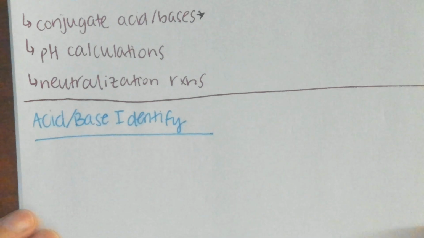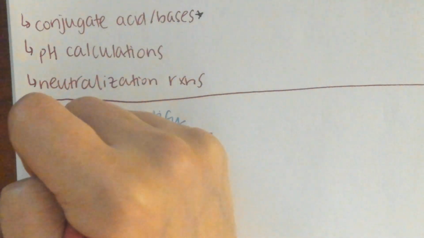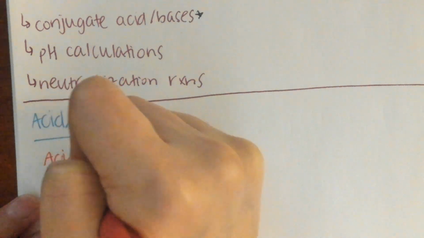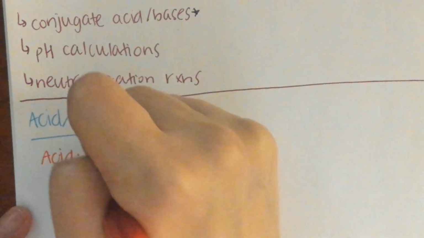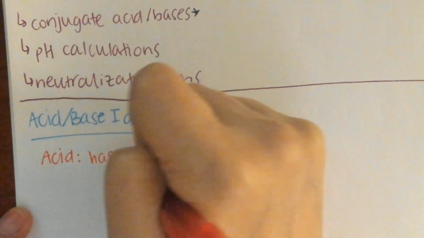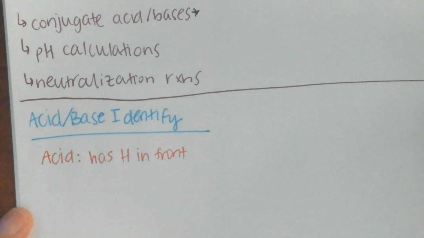So, just by looking at a compound, how do you know if a compound is an acid? What is special about an acid? Has an H in front, exactly. HCl, HBr, HF. Whatever it is after an H, that is an acid.